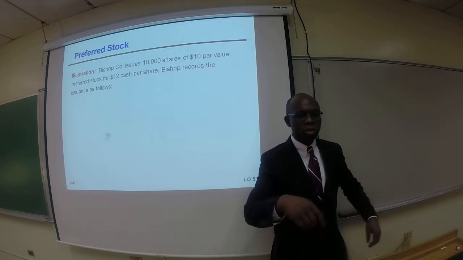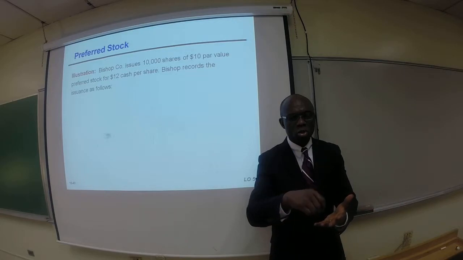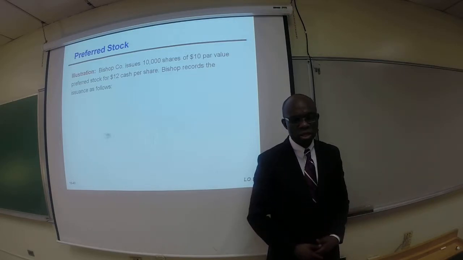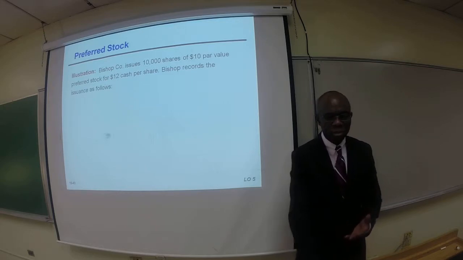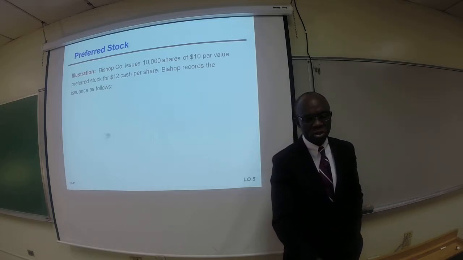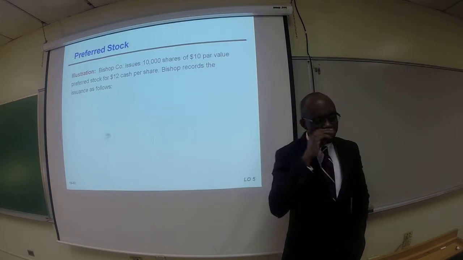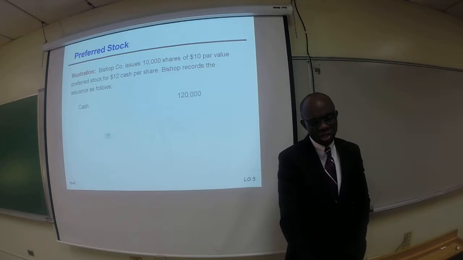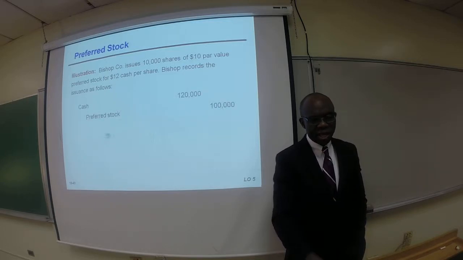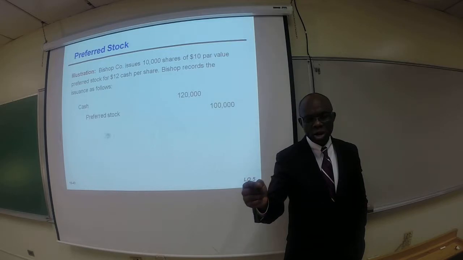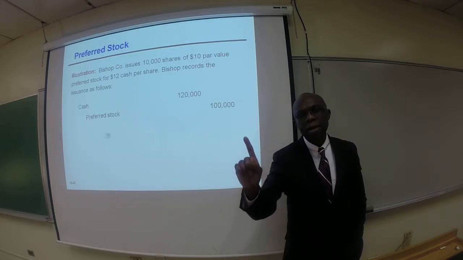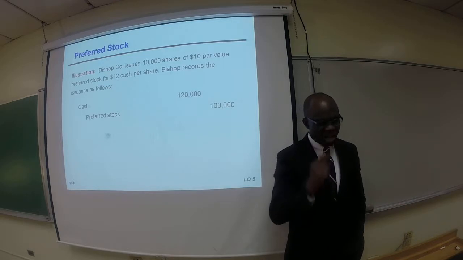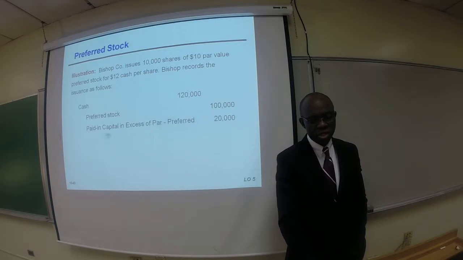The accounting treatment, or how we record preferred stock issuance or sales of preferred stock, is pretty much the same as common stock. So in this example, the company issues 10,000 shares of preferred stock. This is a par value preferred stock for $12 cash per share. So the company records the issuance as follows. They receive $120,000 cash. Again, preferred stock is credited based on the number of shares issued multiplied by par value. All right. So 10,000 multiplied by $10 gives you 100,000. So the difference is credited to paid-in capital in excess of par.